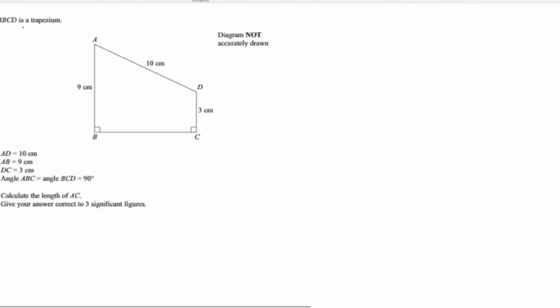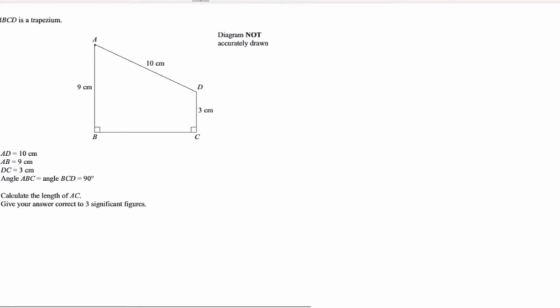So here, the question tells us we have a trapezium. We've got 2 parallel sides, some distance between them, and a slant. It says AD is 10, AB is 9, and DC is 3. And these angles here are 90 degrees, as again represented by the little squares in the corners. And it would like us to work out the length of A to C.